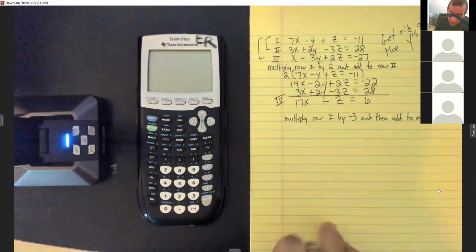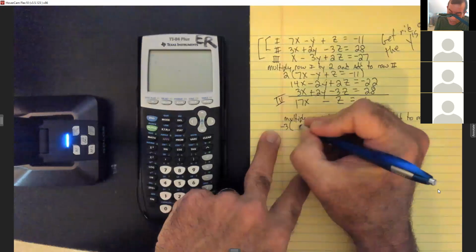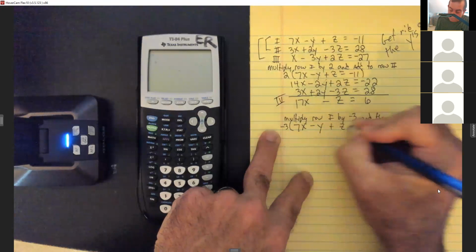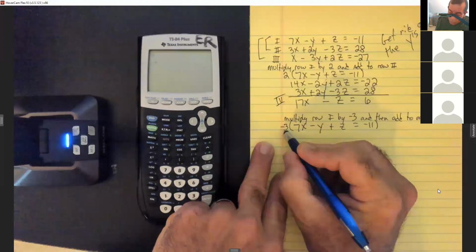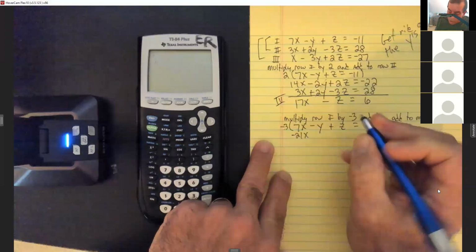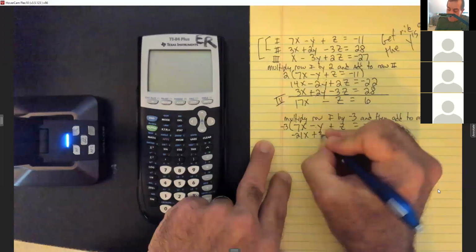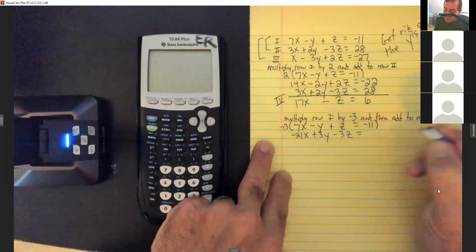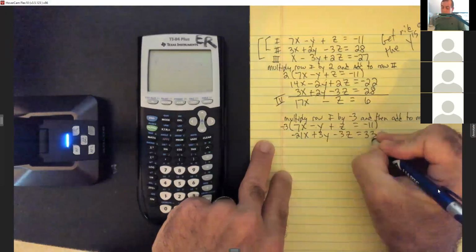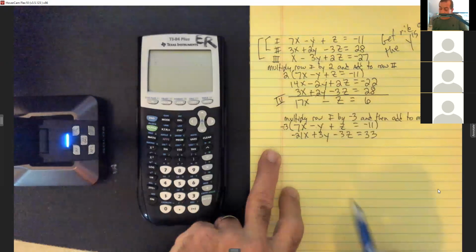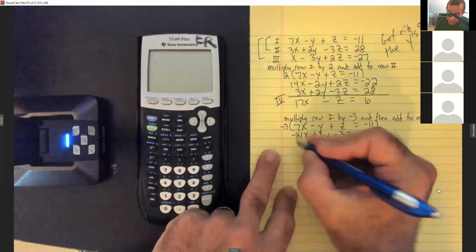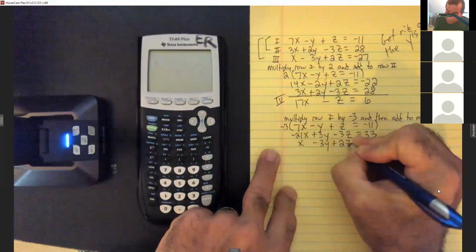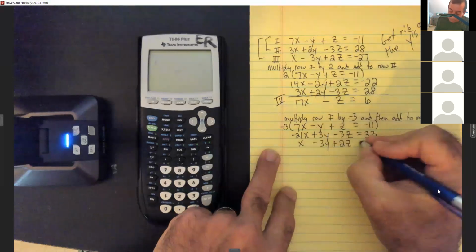So I'm going to take negative 3 and multiply by row 1, which is 7x minus y plus z equals negative 11. That'll give me negative 21x. Negative 3 times negative 1 is a positive 3y. Negative 3 times z is negative 3z. And then negative 3 times negative 11 is 33. So we multiplied row 1 by negative 3. Now we're going to add to row 3, which is x minus 3y plus 2z equals negative 27.